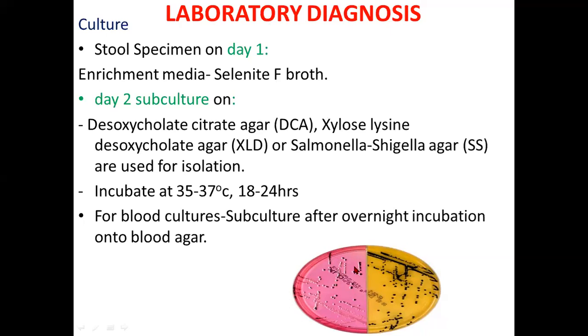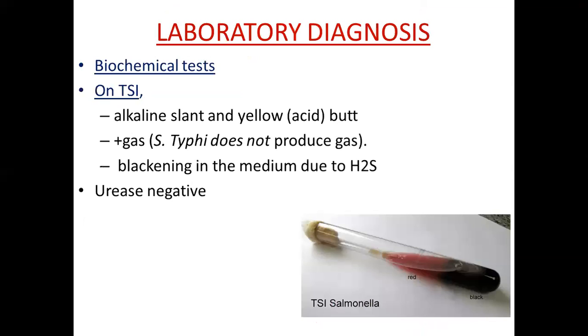One thing to note here is that our colonies will have these dark spots, and this is because of the hydrogen sulfide that it produces as it obtains the nutrients and as it ferments some of the sugars and nutrients that it requires for its growth. So that's a good indicator that your patient may be infected with Salmonella.